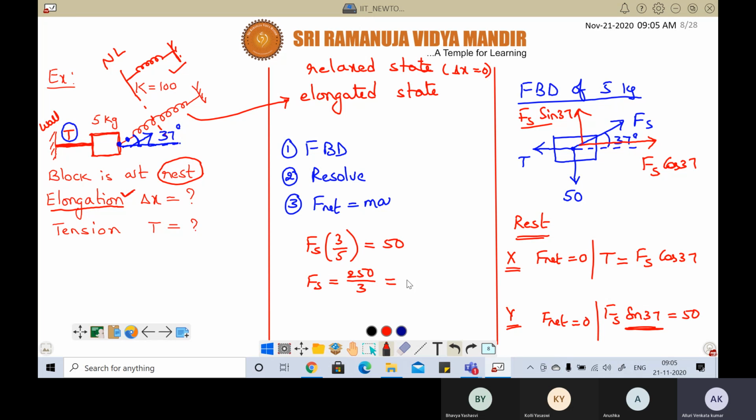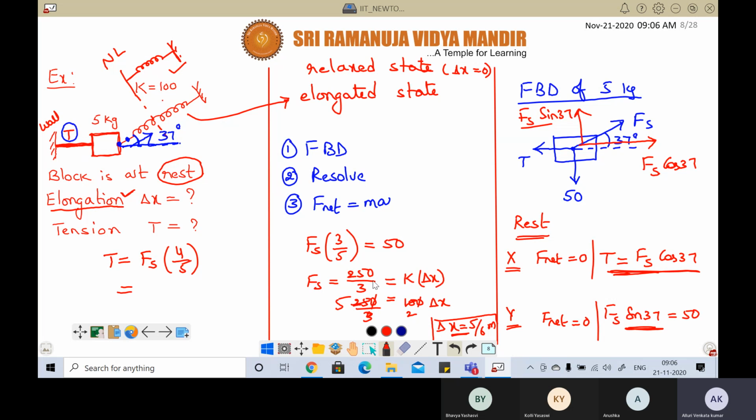Now Fs is also equal to what? Today we learned the spring force formula, K into delta x. K is 100. So 100 into delta x is equal to 250 by 3. So delta x is equal to 5 by 6 meters. Now once you get delta x, you can easily get tension. T is equal to Fs into cos 37. Cos 37 is 4 by 5. Fs anyway we got as how much?